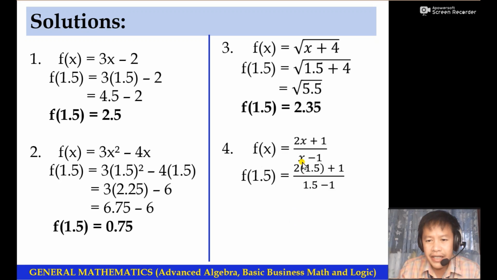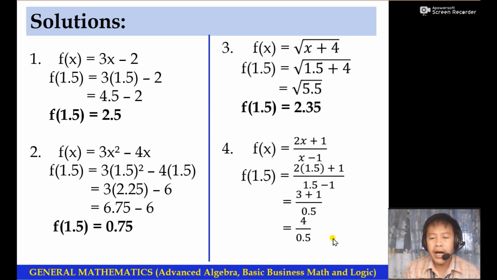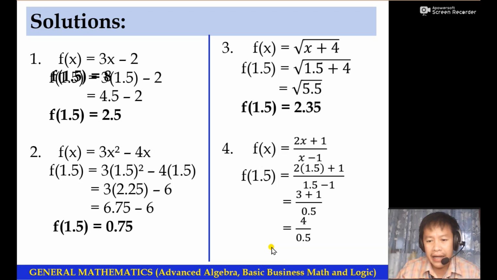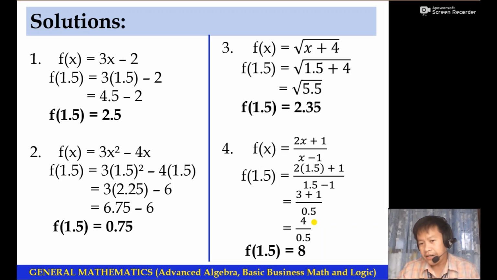Then afterwards, you are going to simplify the terms. So 2 times 1.5 is 3, plus 1 is 4. And 1.5 minus 1 is 0.5. Therefore, you have 4 over 0.5. You are going to divide 4 by 0.5, and this is equal to 8. Yes, 8, because dividing a number by 1/2 means multiplying that number by 2. Okay, take note of that.